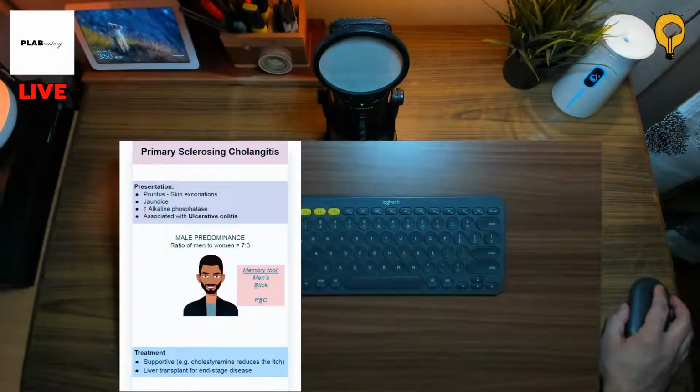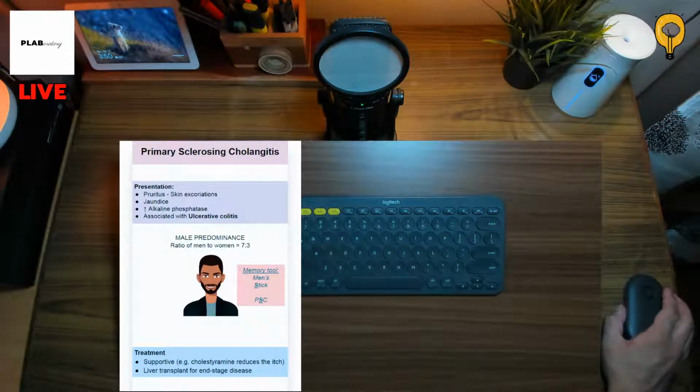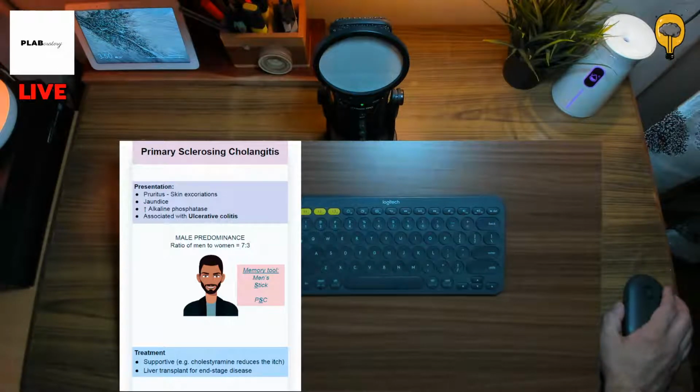So, severe sudden right upper quadrant pain, that is biliary colic. If right upper quadrant pain with fever and chills, that is acute cholecystitis. If right upper quadrant pain plus fever plus jaundice, then that is ascending cholangitis.